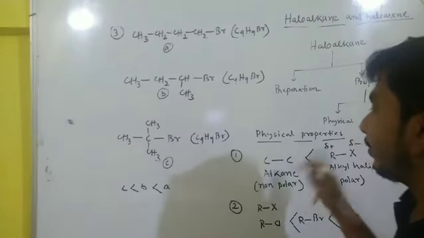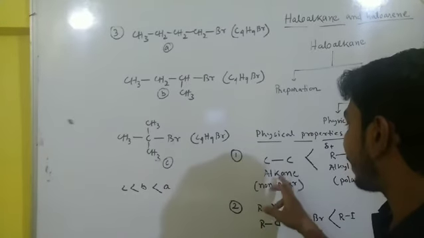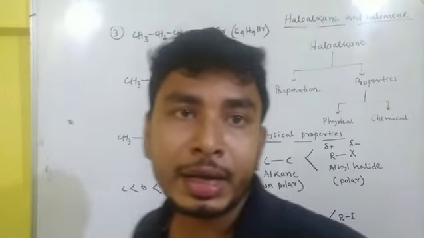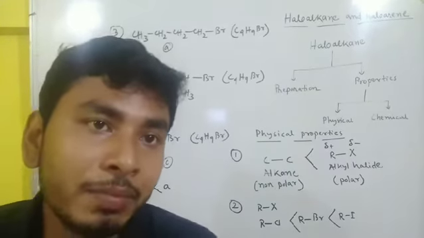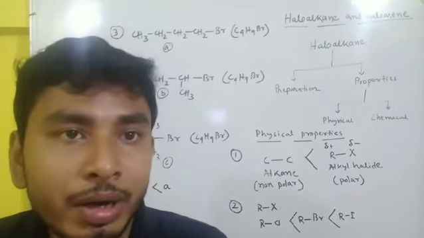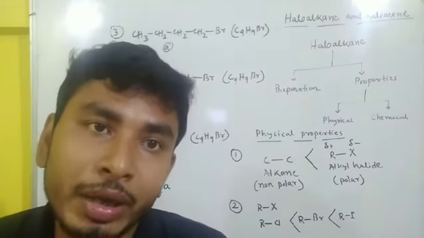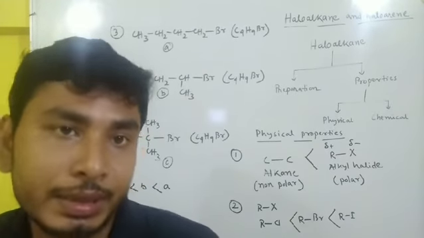So these are the physical properties. Number 1, we have discussed the boiling point of the alkane and alkyl halide. Alkane is a non-polar molecule, alkyl halide is a polar molecule. A polar molecule will have a higher boiling point. So alkyl halides have a higher boiling point than that of the hydrocarbon of comparable mass.